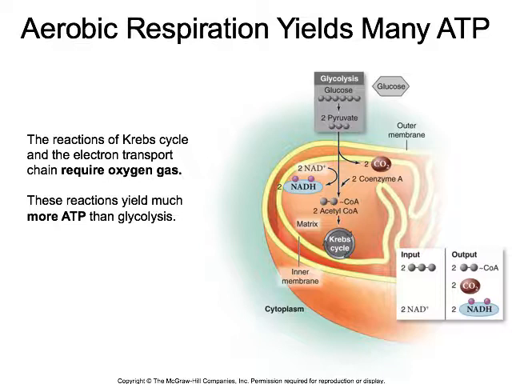The reactions of the Krebs cycle and the electron transport chain do require oxygen gas. These reactions yield much more ATP than did glycolysis. In the Krebs cycle, carbons are stripped away and bind with oxygen to yield this carbon dioxide waste product.